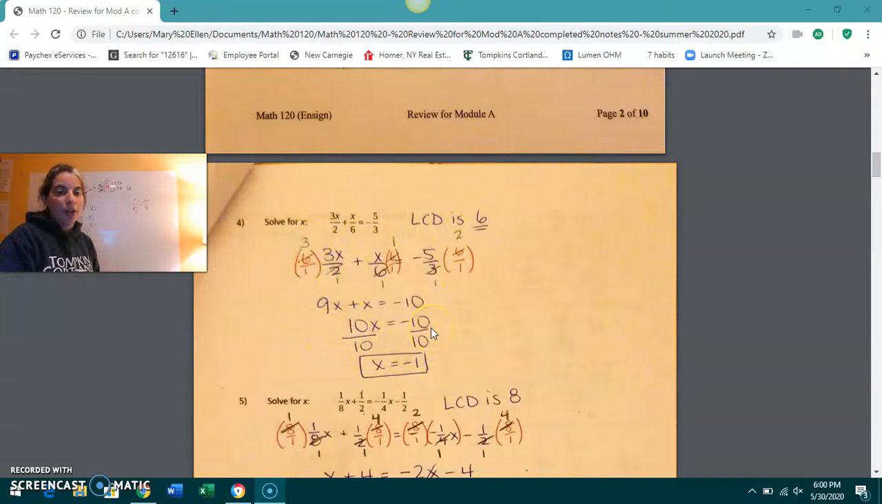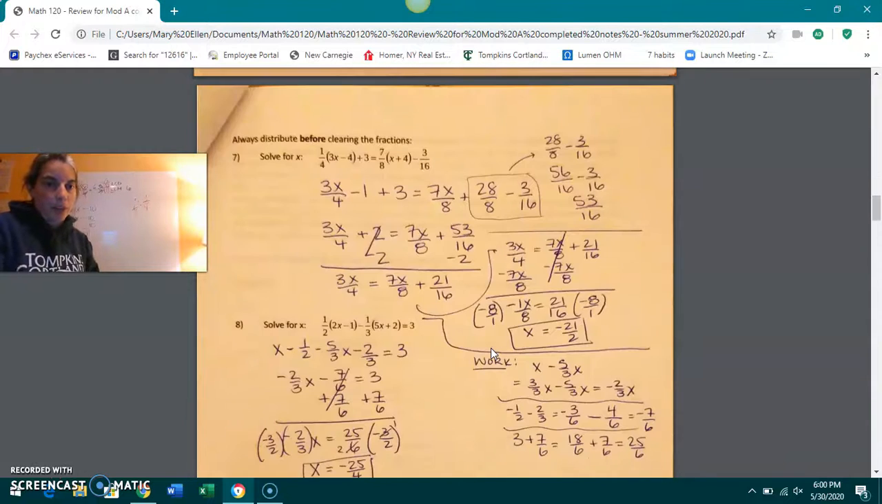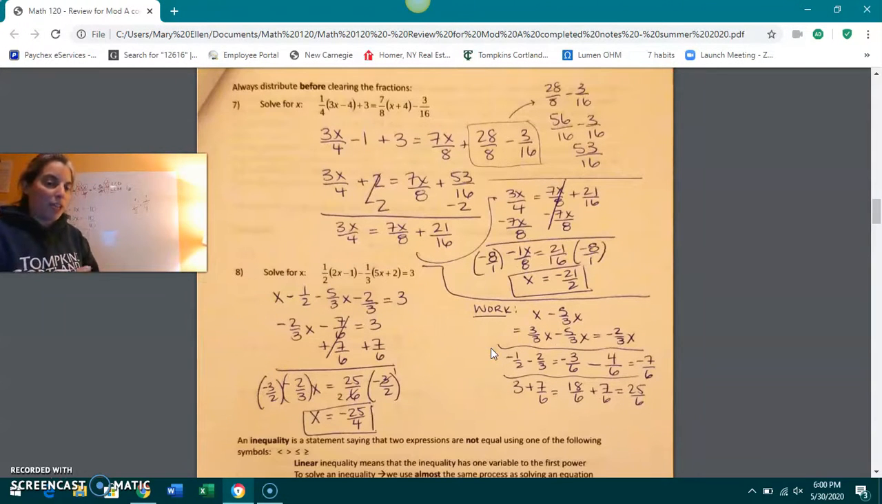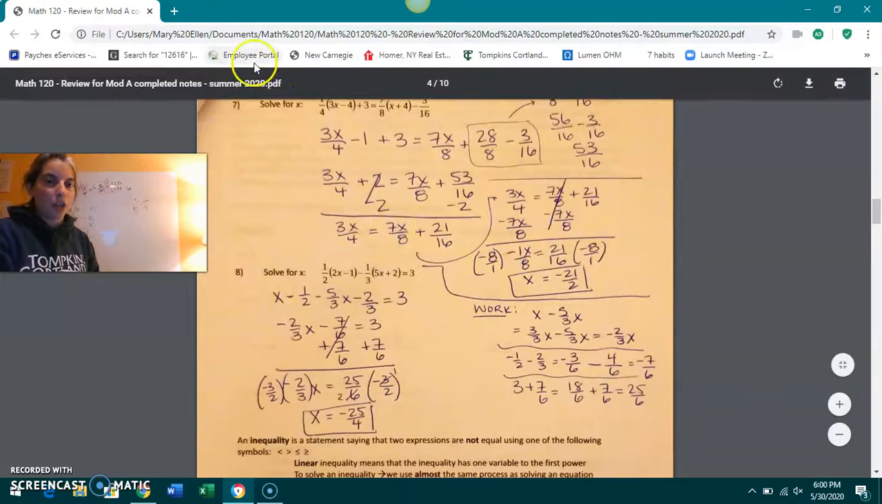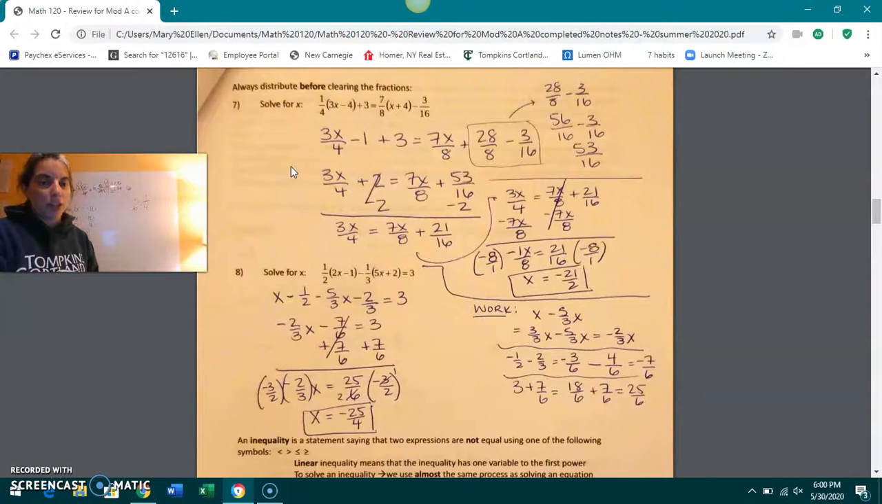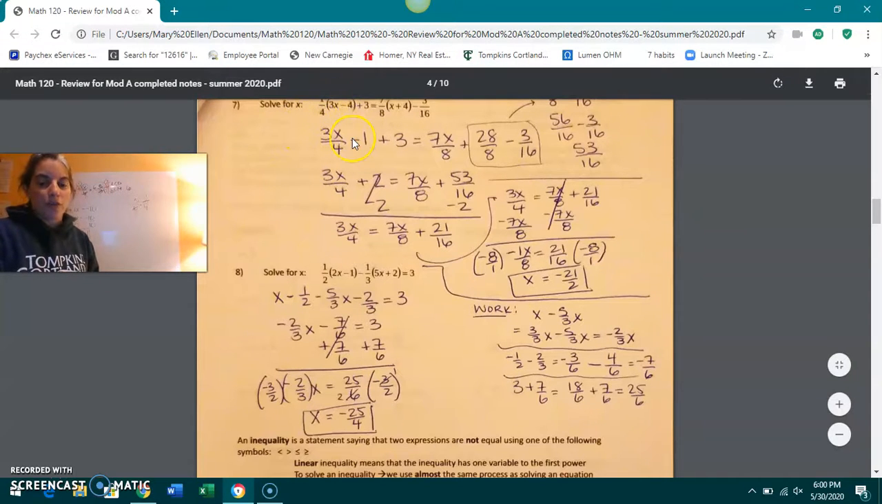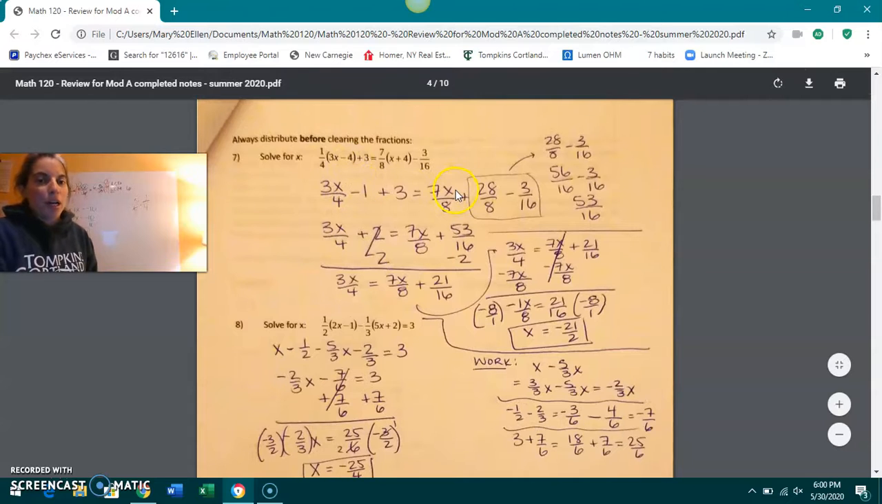There are a couple other examples on here where you can use the LCD method. This kind of puts some of those from the first and second section together. So you have to distribute. Always distribute first. So we distribute the 1/4 through. That's what I did here.